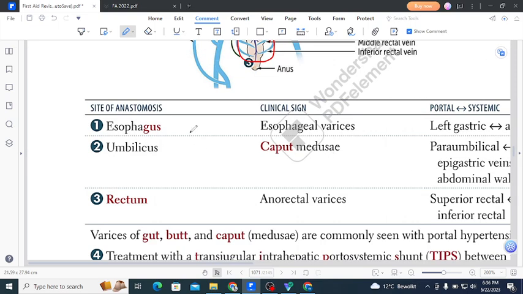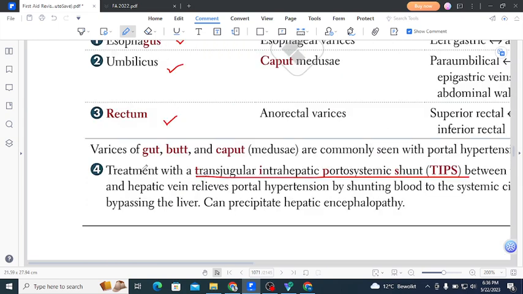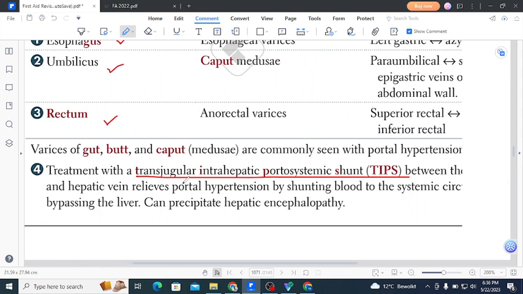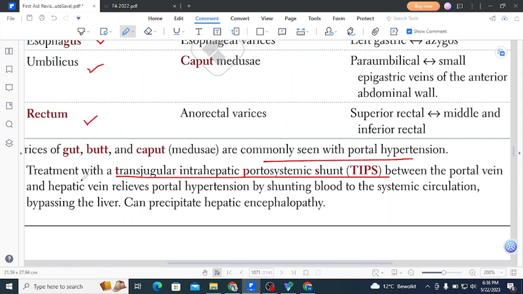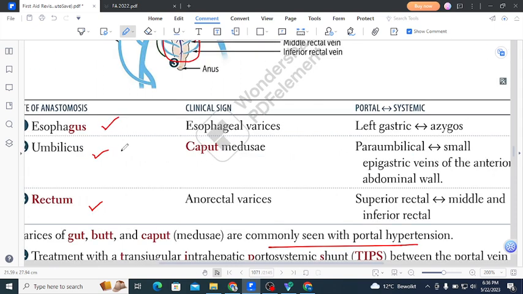So the sites of anastomosis are present at the esophagus, the umbilicus, and the rectum. The mnemonic for that is: varices of gut, butt, and caput are commonly seen with portal hypertension, caput medusae. So for the esophagus, the clinical sign of portal hypertension is esophageal varices, and it happens when the esophageal vein starts draining the left gastric vein, which is a portal vein, which drains into the portal vein. I'm sorry, I said artery again and again.